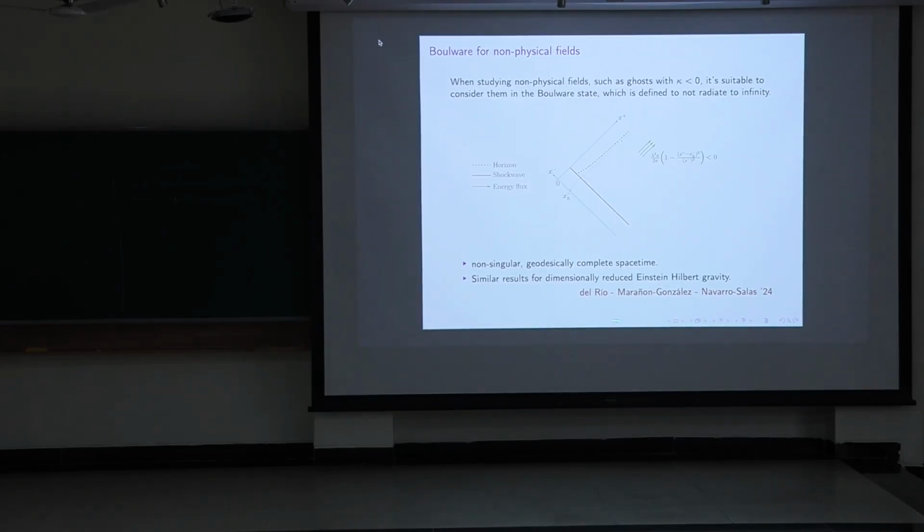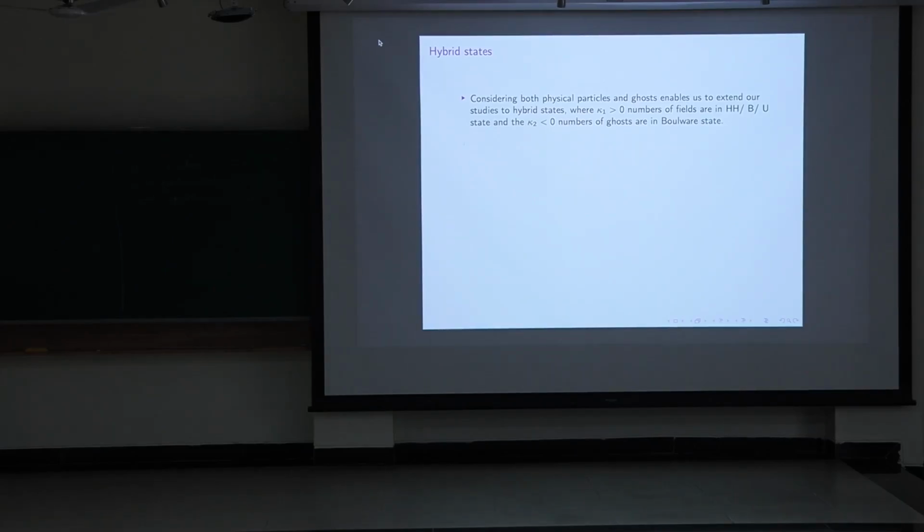And actually, in some recent works, people have shown that you have a similar space-time for dimensionally reduced Einstein-Hilbert gravity, with some matter with negative kappa. So it seems a bit generic, but okay.